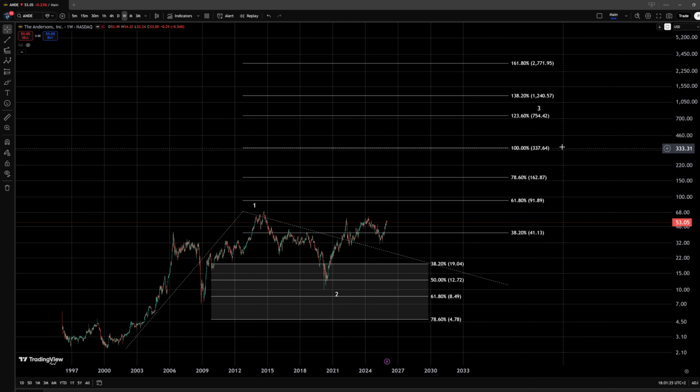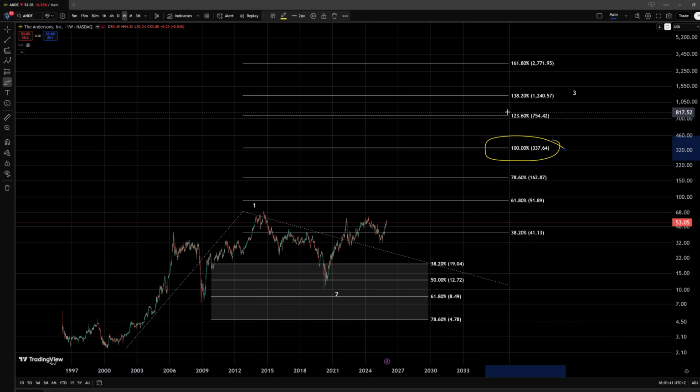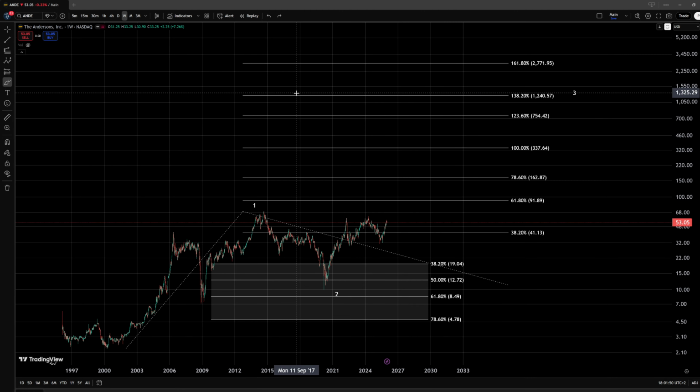And now, depending on which pattern is going to play out for a third wave to the upside, we are looking roughly to the 138.2% extension of the wave 1 around the $1,200 level, and then for a wave C we would be looking instead for an ideal target at the 100% extension at the $337.6 level, although this is just that, an ideal target, and certainly we don't need to get there and we don't need to stop there.